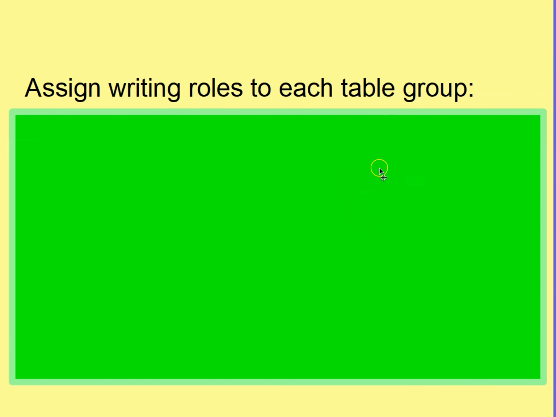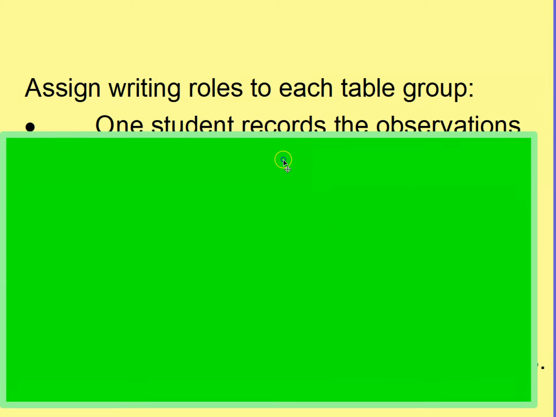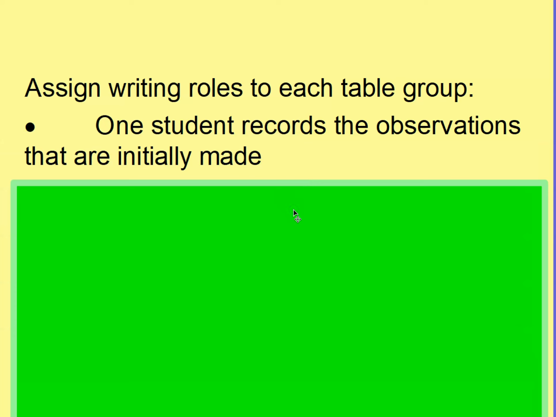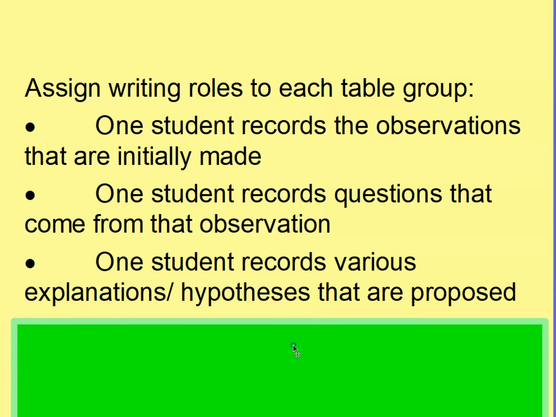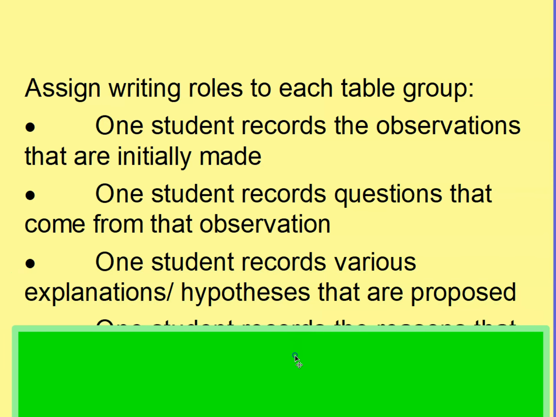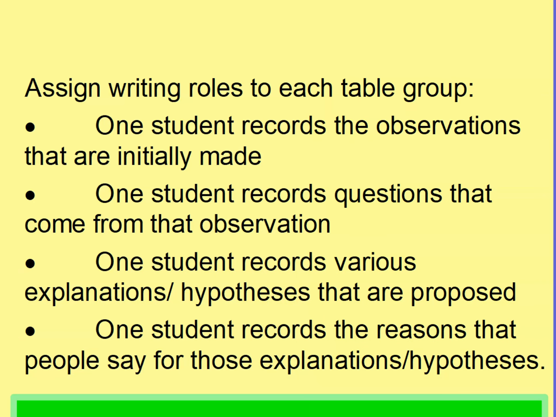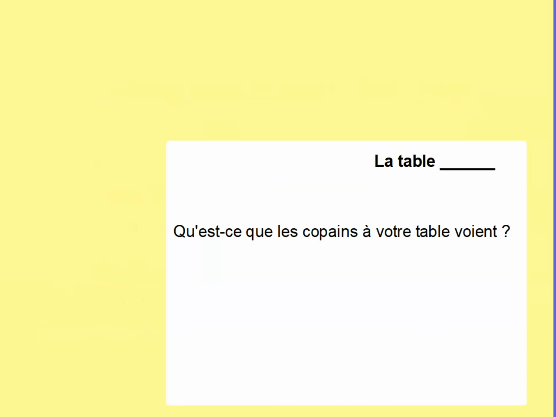Assign writing roles to each table group, and your students have probably done this a lot before in all their other classes. One student's going to record the observations that are initially made. One student records questions that everybody has from the observation. One student records various explanations or hypotheses that are proposed, and one student records the reasons that people say for those explanations and hypotheses. Okay.